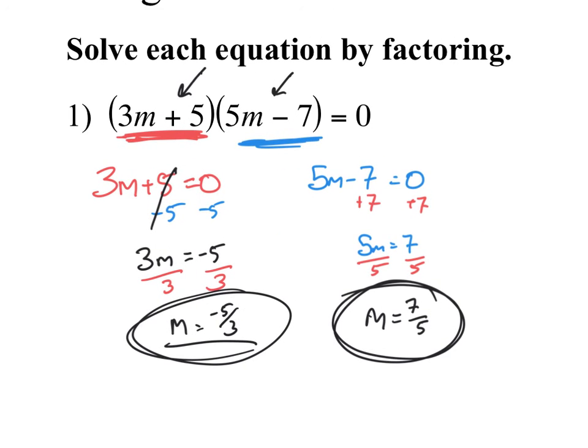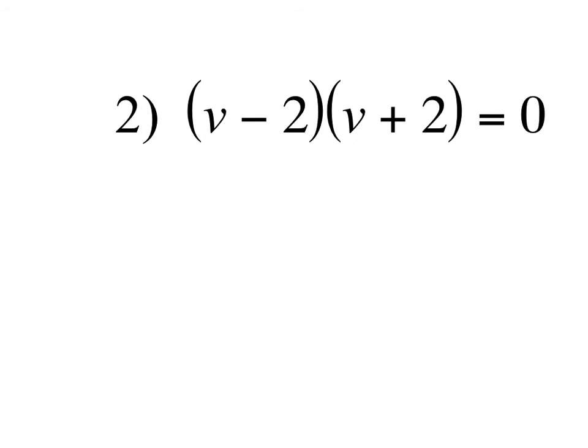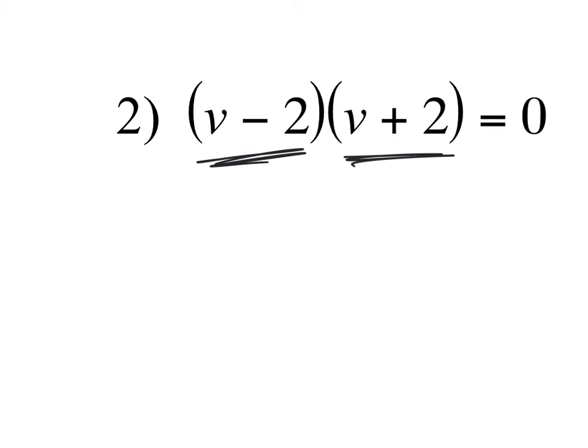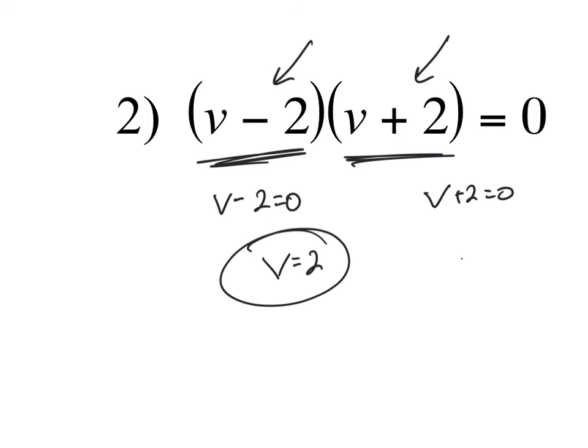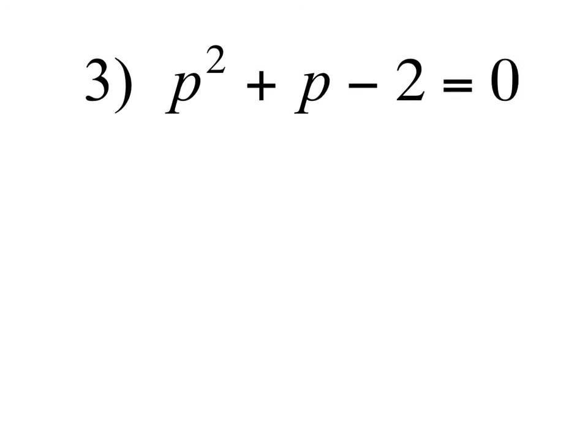All right, let's try the next one. Okay, it's already been factored. Here we go. Two answers in here, right? What makes the first one, what makes the second one equal 0. So literally just set each group equal to 0 and solve. So v equals 2 and v equals negative 2. There you go. Okay, so that's where we're trying to get to, but it's not quite there yet.